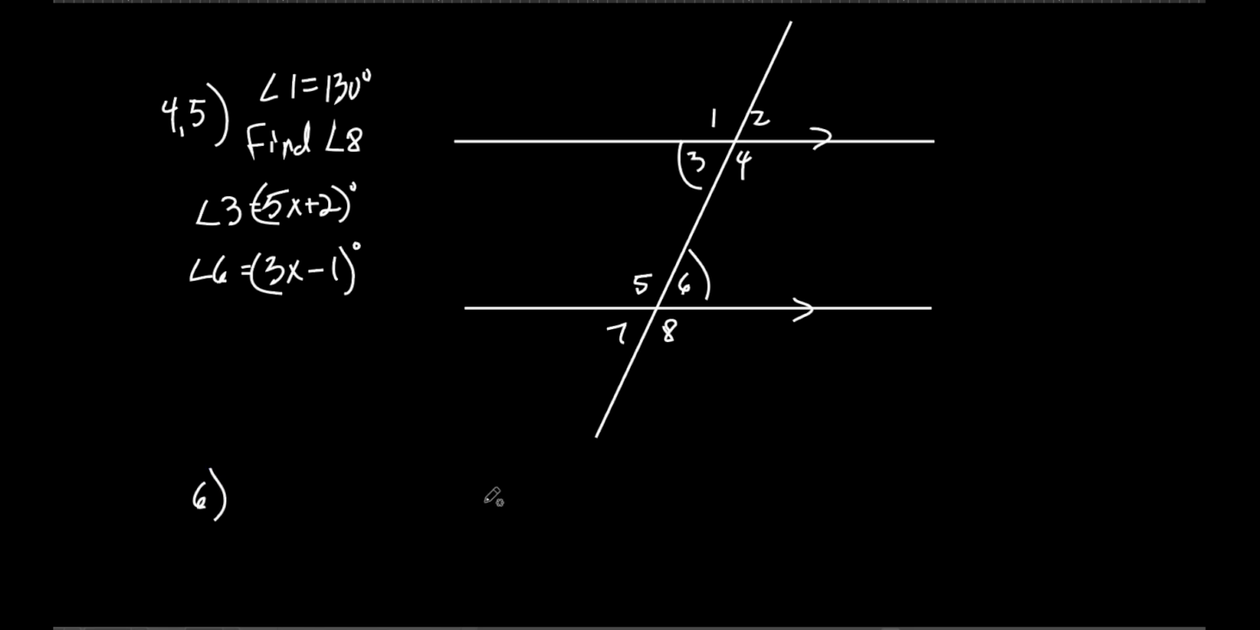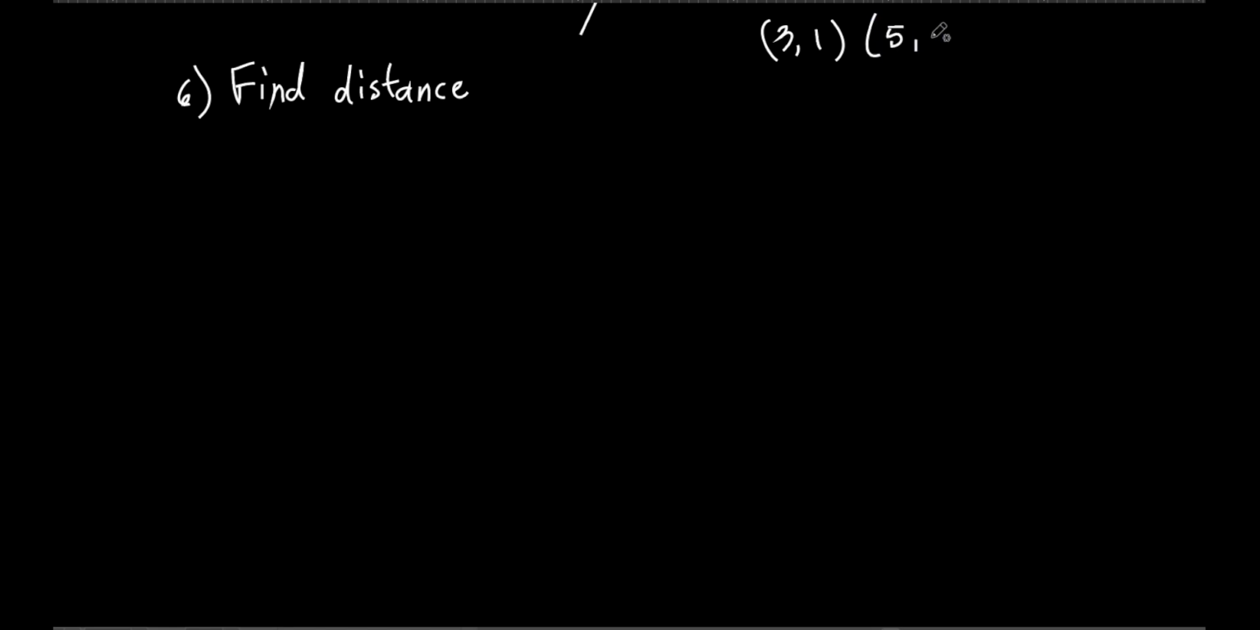Number 6. Now we're getting into the stuff we've been doing fairly recently. Find the distance, given 2 points. All right, so I give you 2 points. I don't know, let's just make up a couple points. 3, 1 and 5, 2. All right, and you want to find the distance between these 2 points.